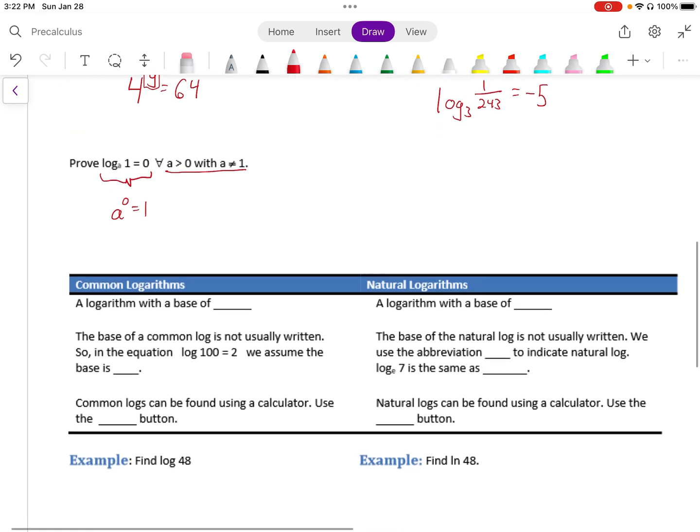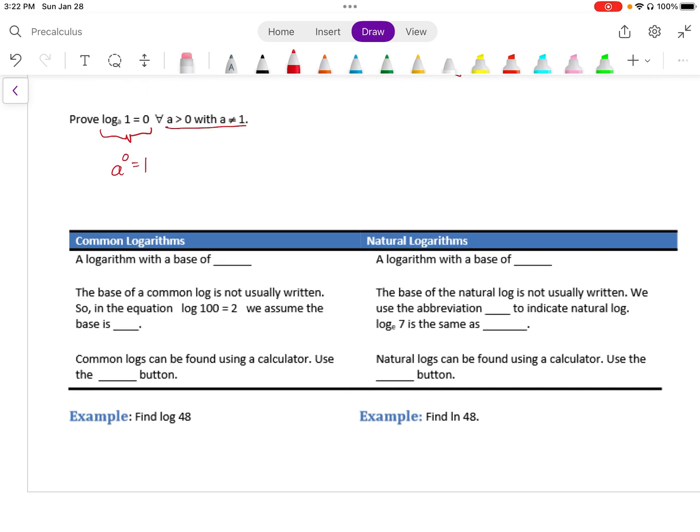And then the last thing we're going to mention is just a couple special logarithms. These are ones that occur often when we work with things in math. First we have common logarithms, and that's a logarithm with a base of 10. So base 10, that's what we deal with, a base 10 system. We have 10 digits, 0 through 9, so that's why that one is very familiar. The base of a common log is not usually written, so in the equation log of 100 equals 2, notice there's no base written here, but when there's no base written, we assume it's base 10.